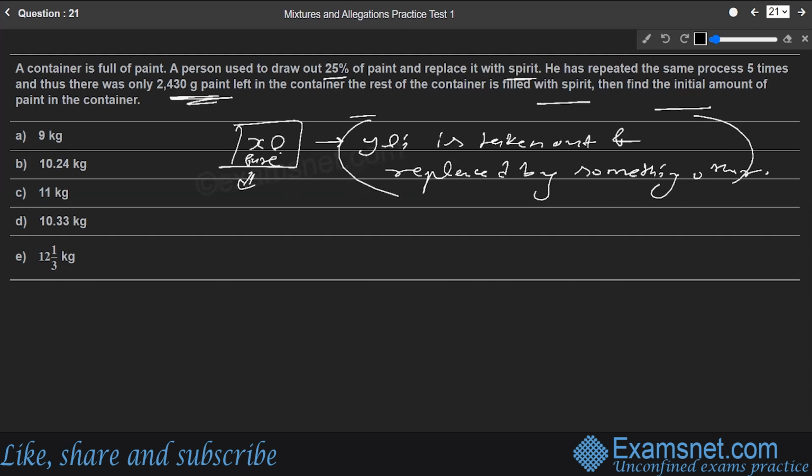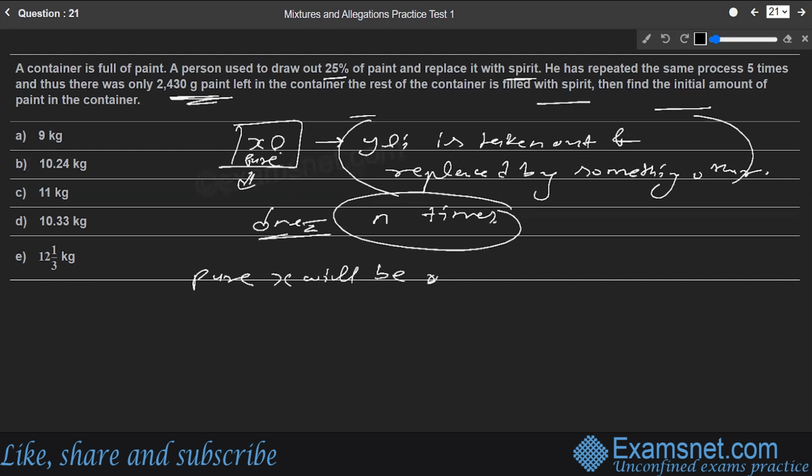So if this particular process is done n times totally, how much pure X will be left out after n such steps? For this situation, we have a formula. That formula says the part left out of the pure content will be X into (1 minus Y over X) to the power n. So this much pure content would have been left out after n such steps have been done.